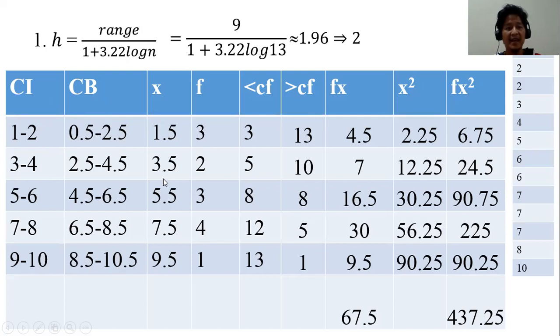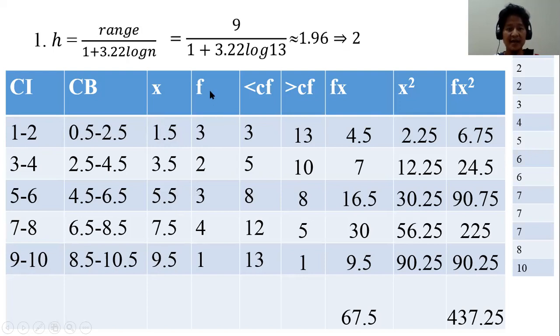Okay? And then our x is the class mark. So we just get the average of the lower and the upper limits. For example, 1 plus 2, that would be 3 divided by 2, that would be 1.5. And then we just add the class size again. The result is the same even if we average the lower and upper limits.